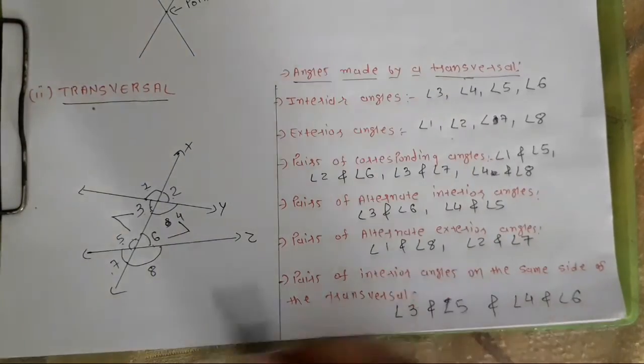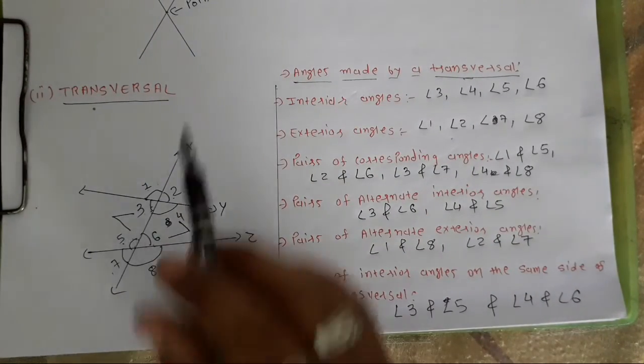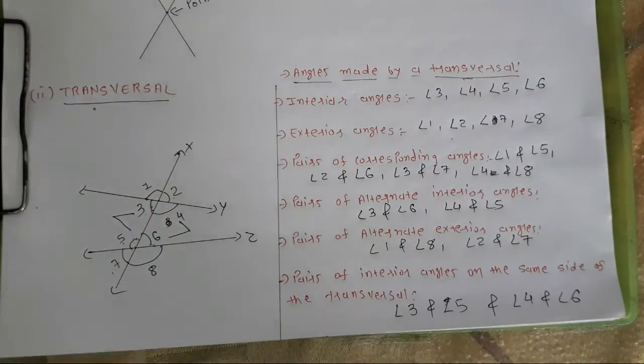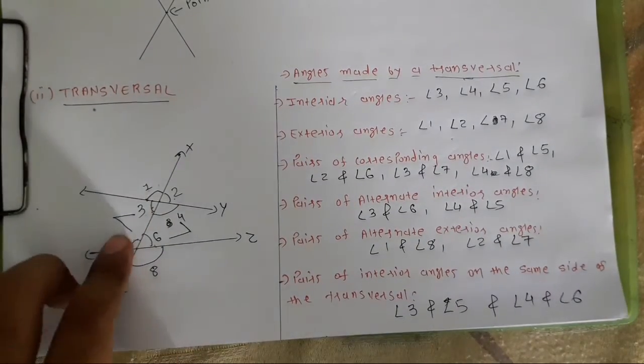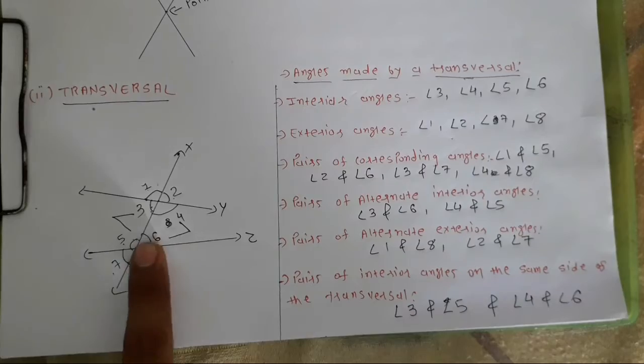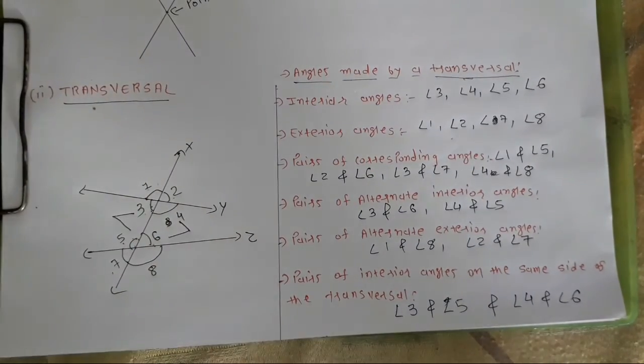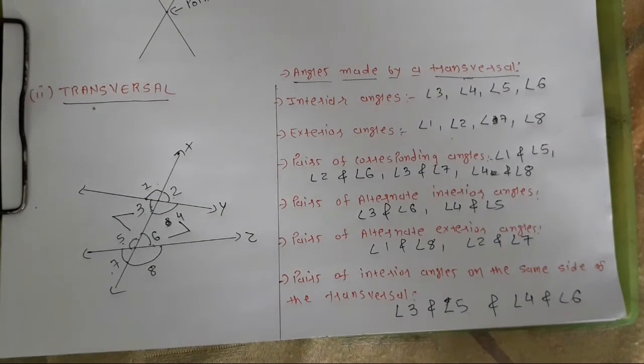So here you may see the pair of angle 3 and angle 5, both are on the same side and both are interior angles, and similarly angle 6 and angle 4, both are on the same side and interior angles. So this is how we have to study or write angles made by a transversal.